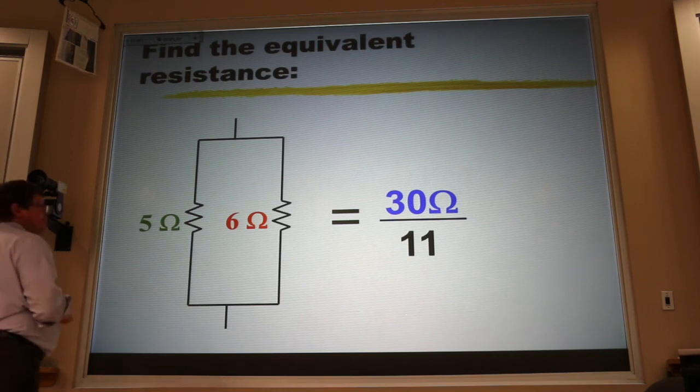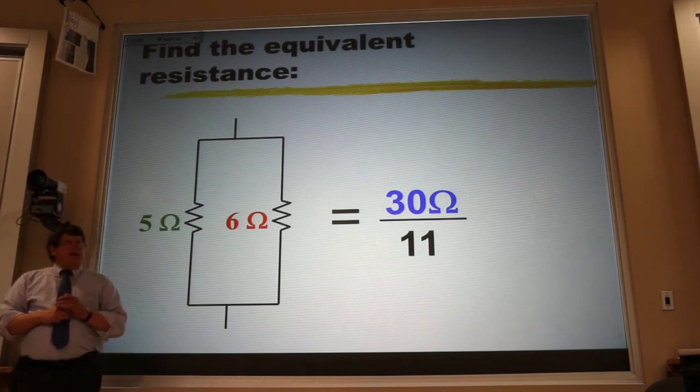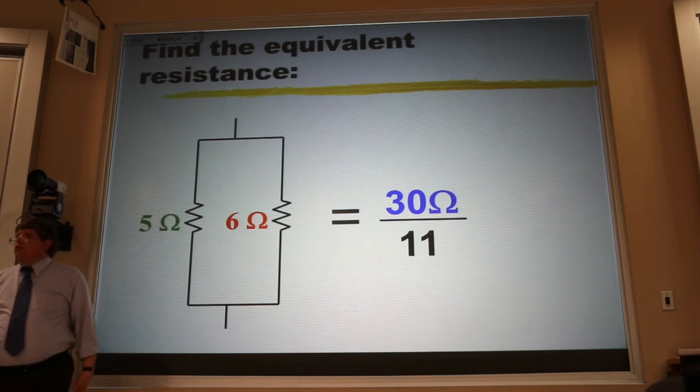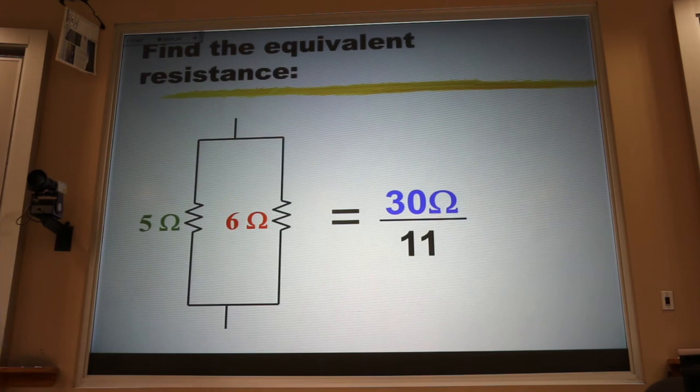Because let's look at it from Fred's point of view. If Fred wants to get through this, Fred could just go through the 5, right? And be back to the battery. He could just go through the 5. Or there's another opportunity for flow. There's another door open. That reduces the resistance from the one path, the lowest path.